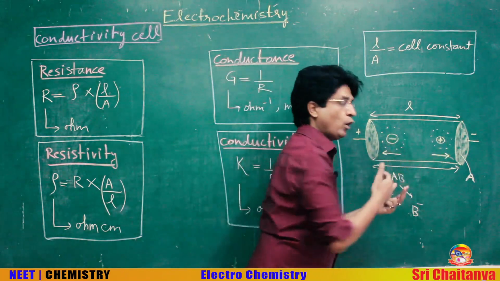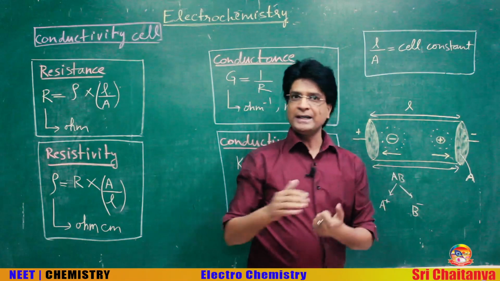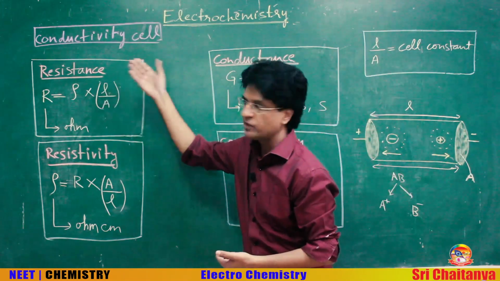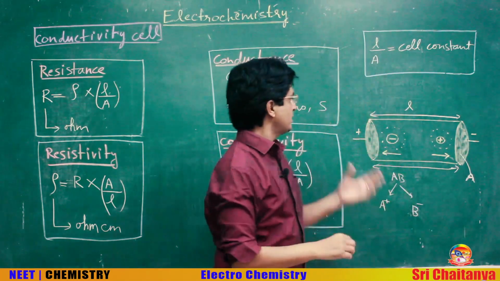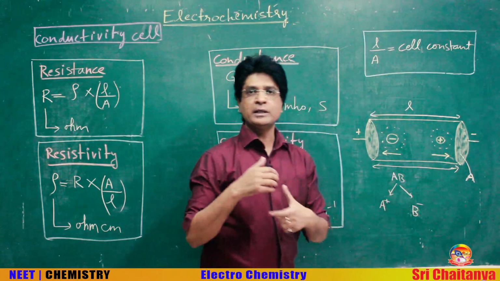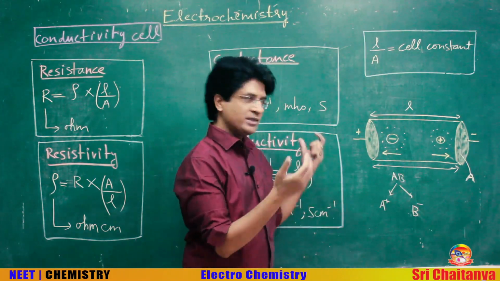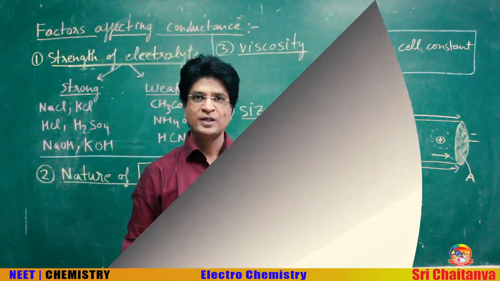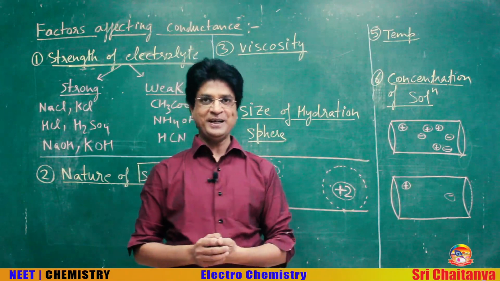When they flow, they will also offer some resistance while crossing each other. So I can calculate the resistance. From resistance I can calculate conductance and conductivity. Now when the charges flow, this flow of charge is dependent on various factors. What are those factors? So let's see that. So after knowing what is conductivity cell, let us understand the factors affecting conductance.